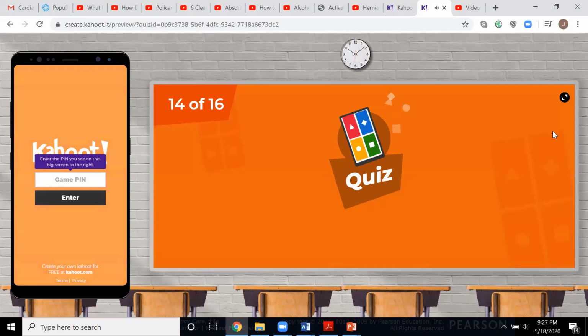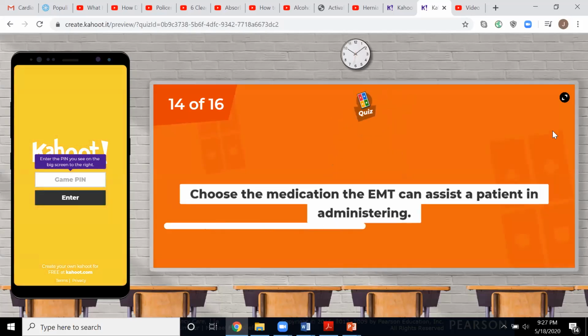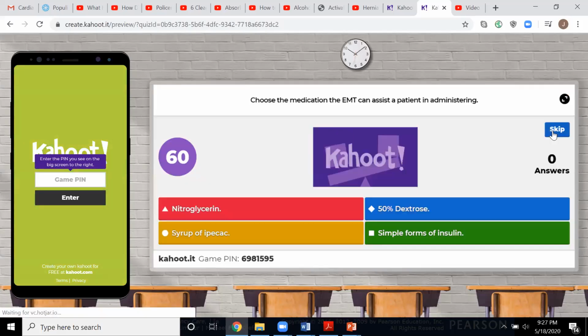All right. Choose the medication the EMT can assist a patient in administering. Only one here for sure.